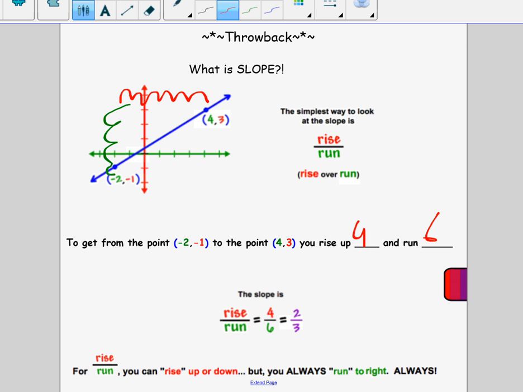So for rise over run, you can either rise up or down. If we go down, what does that give us? It gives us a negative number. But we always run to the right. We're going to read graphs from left to right always, just like we read books from left to right. And that's the pre-algebra way of talking about slope.